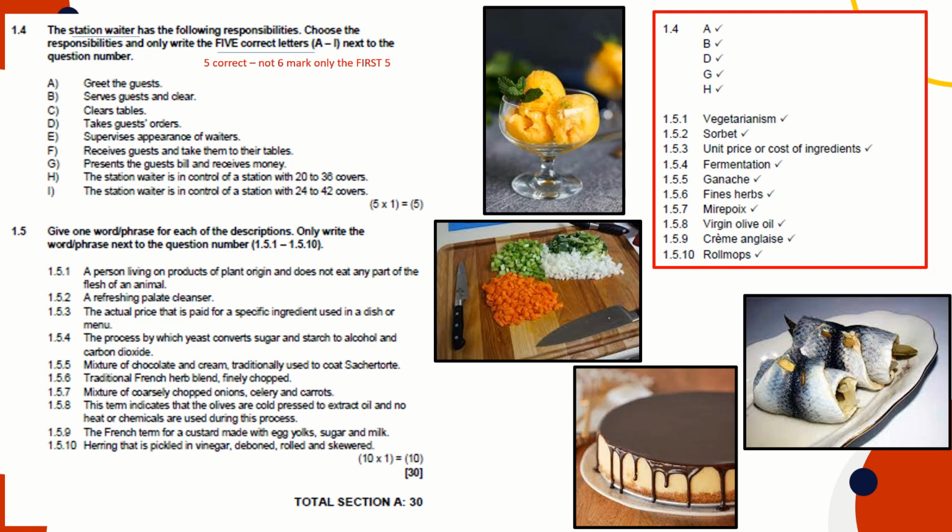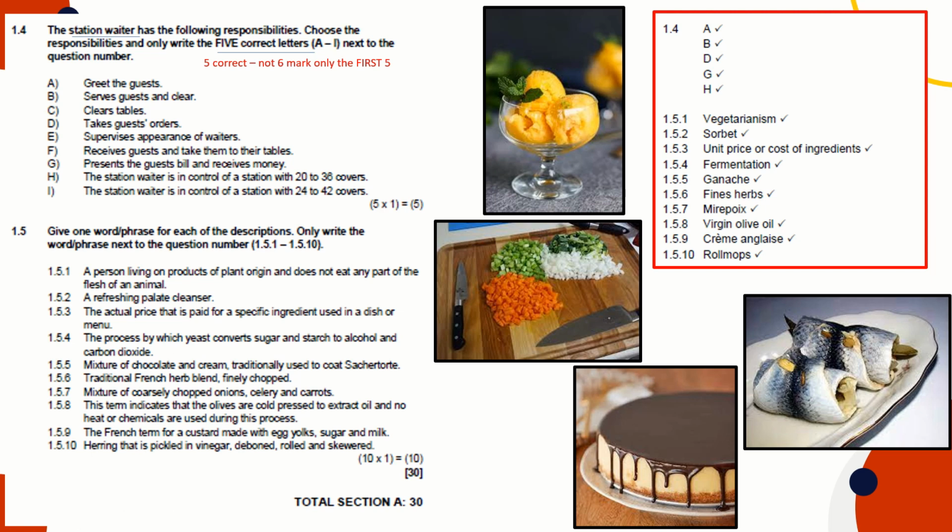And a sorbet is a frozen, over here I've added a picture, a frozen fruit juice, usually a little bit of sour taste, and that helps to refresh your palate between courses so that your palate's able to taste the food of the next course better. 3. The actual price that is paid for a specific ingredient used in a dish or a menu. This is known as the unit price or the costs of the ingredients. 4. The process by which yeast converts sugar and starch to alcohol and carbon dioxide. This is known as fermentation.